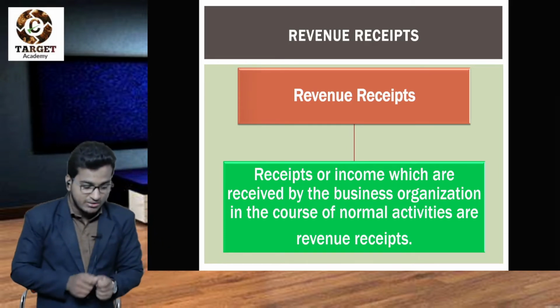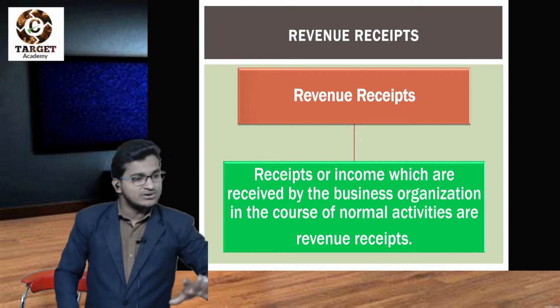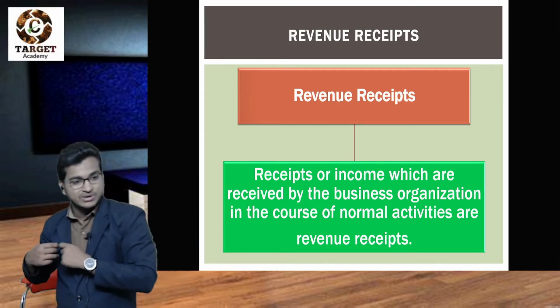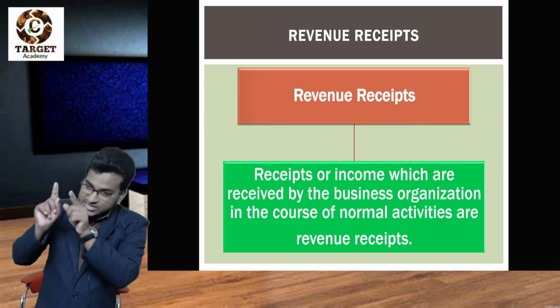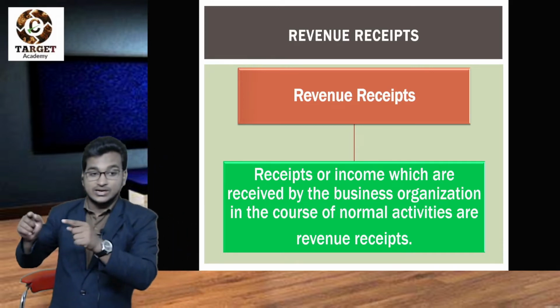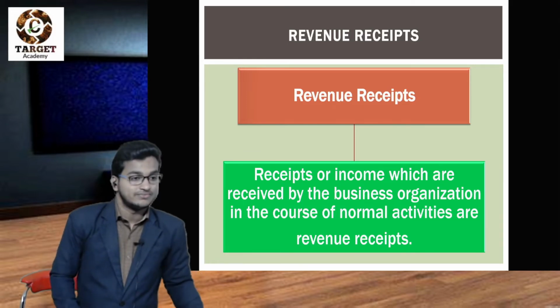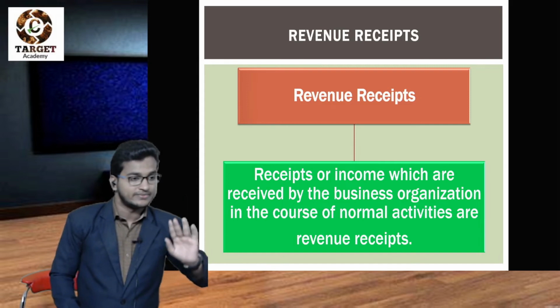My normal activity is producing goods and selling goods, or purchasing goods and selling goods. This is my normal activity. My normal activity is not to purchase building, sale of building. That is an asset, and that is not my normal activity. So that is my capital receipt, not revenue receipt. I hope you got full clarity.